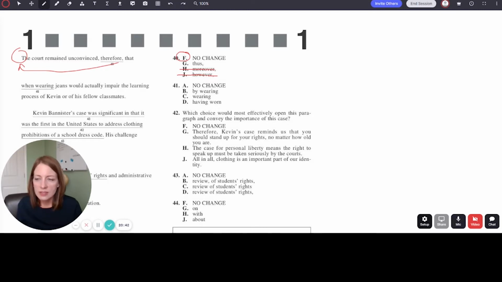Number 41. So the court remained unconvinced, therefore, that wearing jeans would actually impair the learning. I'm just going to keep it simple. I'm not going to add in extra words that aren't necessary: that wearing jeans would actually impair the learning. Let's not make it any more complicated than it has to be. Okay.